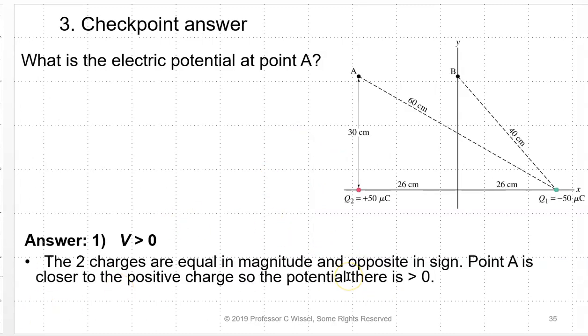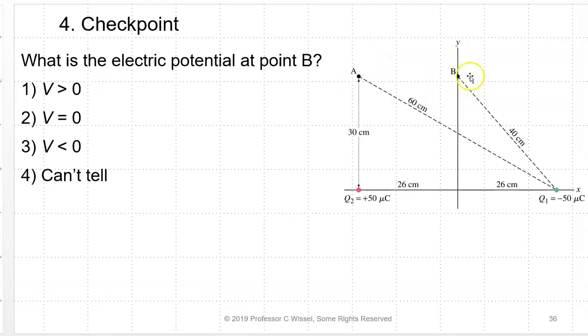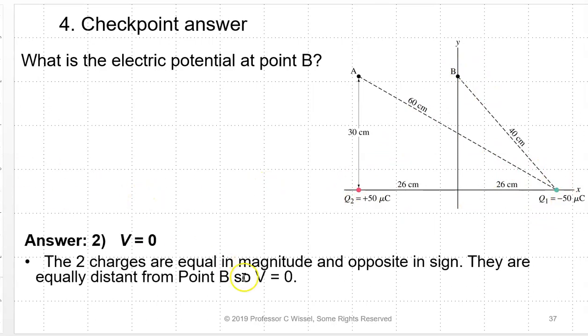So the two charges are equal magnitude and opposite sign. Point A is close to the positive charge. The potential there is greater than 0. Okay, what is the potential at point B? Well, point B happens to be equidistant from the two charges that are equal and opposite. So the potential there should be 0. Now, the electric field there won't be 0, but the potential will be 0.